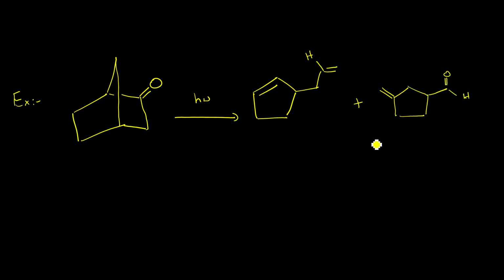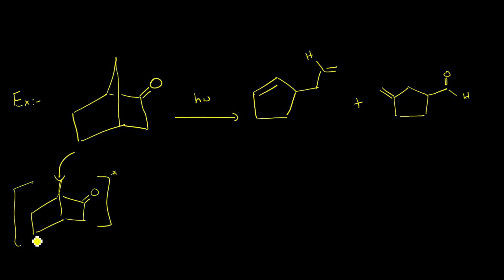Okay, now the question is, we need to identify the mechanism for this particular reaction, right? So let's see how we can arrive at the answer. The first one should be the excitation process. You need to show the excitation. So let's do the excitation here. So this is the excited molecule. You need to mention the energy states, singlet excited state, which occurs through an n to pi star transition, or it can be a triplet excited state, which occurs through an n to pi star transition.